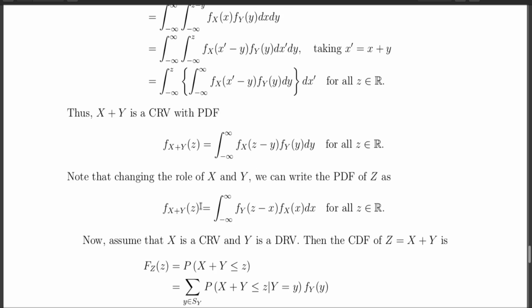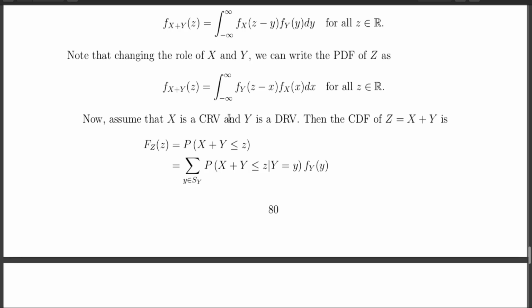Okay. Now let us consider the case when X is continuous and Y is discrete. I first try to find the cumulative distribution function because I do not know whether Z will be continuous or discrete or none of them. So I start with X plus Y is less than or equal to z. Again, I do the same conditioning, with respect to the discrete one. It is always easy to do the conditioning with respect to the discrete one. If you condition with respect to the continuous one, the computation becomes a little complicated.